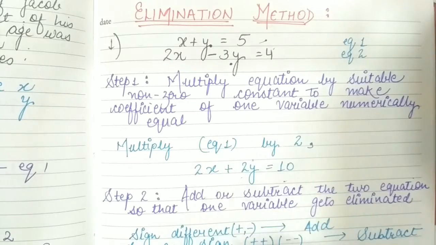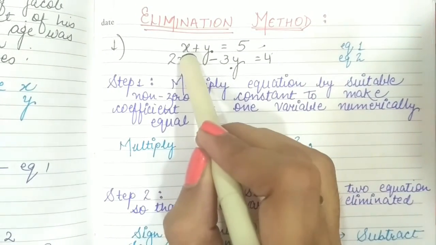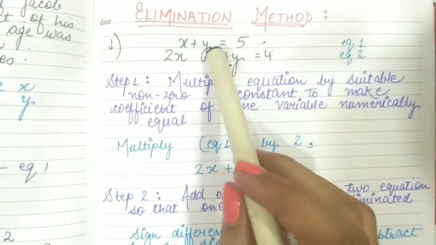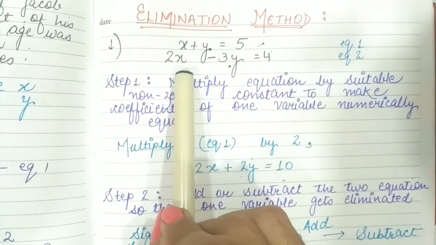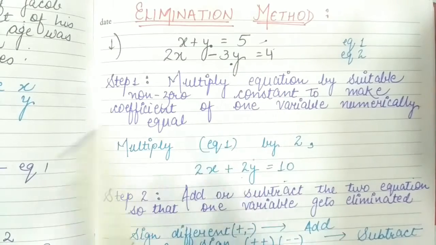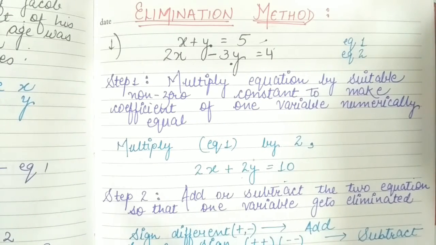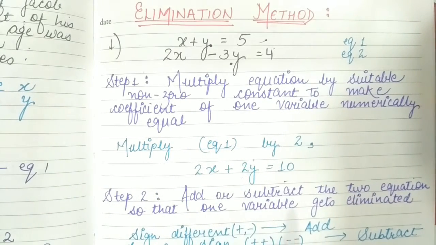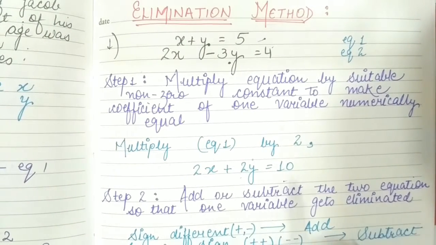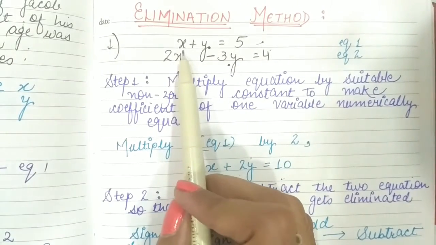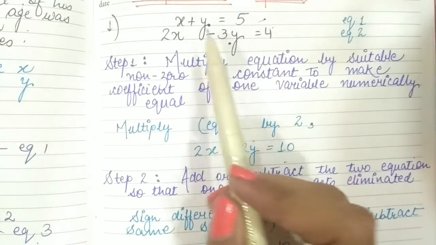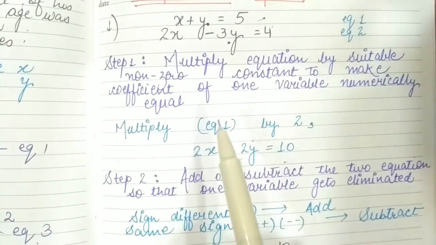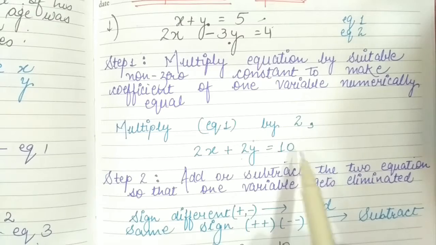Now what does this mean? Observe the two equations. The coefficient of x in equation 1 is 1. The coefficient of y is also 1. In equation 2, the coefficient of x is 2 and the coefficient of y is minus 3. I have to make the coefficient of either of the two variables equal. Either I can choose to equate the coefficient of x or I can choose to equate the coefficient of y. For instance, here I am multiplying equation 1 by 2 so that I get the coefficient of x equal to 2. On multiplying I get 2x plus 2y, and 5 2s are 10.